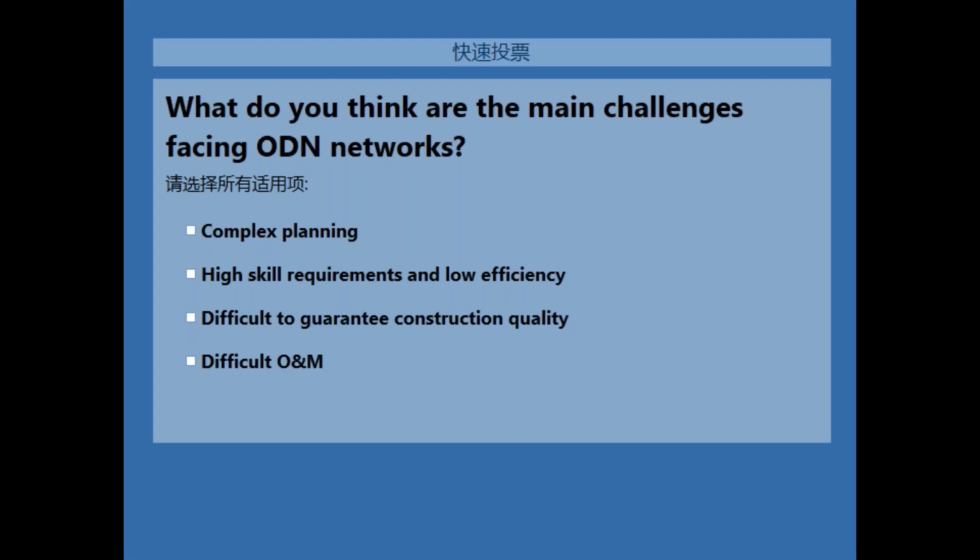The question is, what do you think are the main challenges facing your optical distribution network? The first is complex planning. Second, high skill requirements and low efficiency. Third, difficult to guarantee construction quality. And last is difficult O&M. Please select. Multiple selection is available.